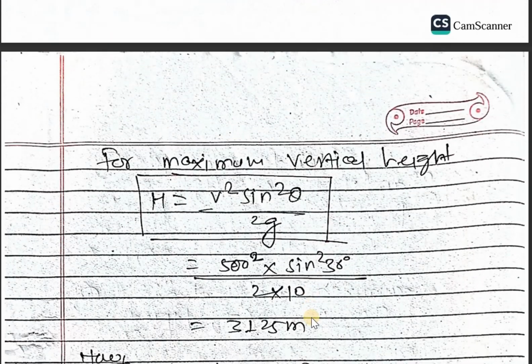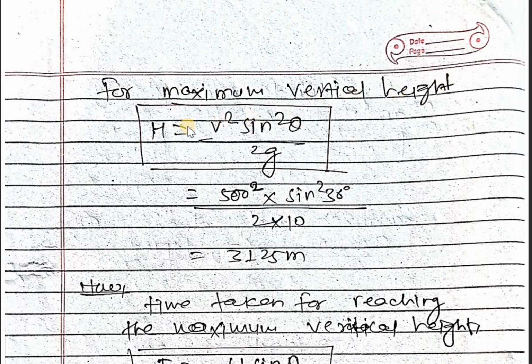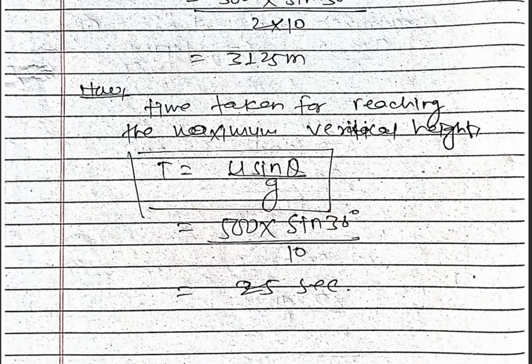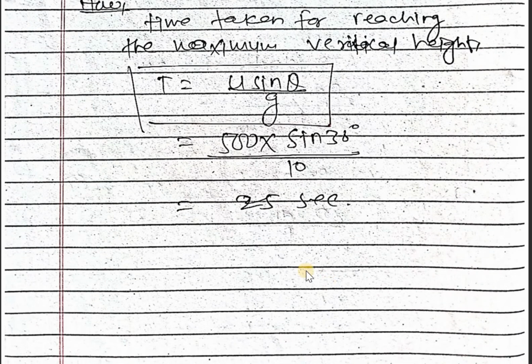21650.64 meter. And for maximum vertical height, we know a formula for vertical height, h equal to v square sin square theta upon 2g. So 500 square into sin square 30 upon 2 into 10, that is after simplifying this we can get 3125 meter. And now time taken to reach the maximum vertical height t equal to u sin theta upon g. Value of u is 500 into sin 30 upon 10, that is 25 second.